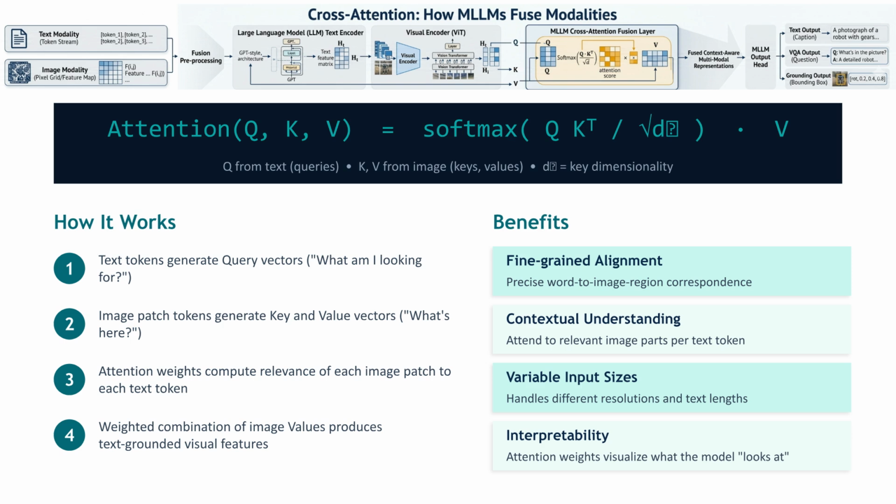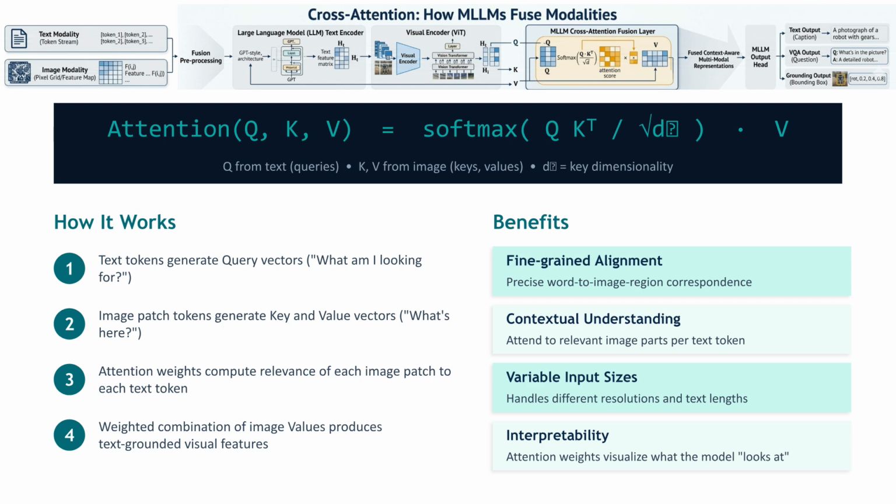Cross-attention is one of the most important mechanisms for how MLLMs fuse information across modalities. Let me walk you through how it works. The attention formula is Attention(Q, K, V) equals softmax of Q times K transpose, divided by the square root of the key dimensionality, times V. In cross-attention, the queries Q come from the text modality. Think of them as asking, what am I looking for in the image? The keys K and values V come from the image modality. Think of them as saying, here is what is available at each spatial location. The attention weights compute the relevance of each image patch to each text token. Then a weighted combination of the image values produces text-grounded visual features.